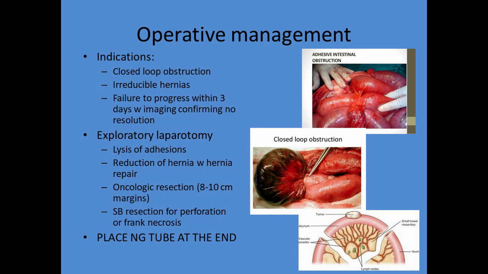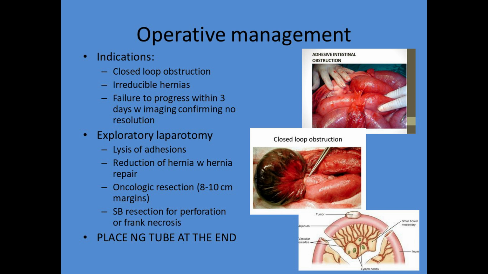Some patients require immediate operative exploration and should not be trialed on conservative management. Examples of this can include a closed-loop obstruction. There's a pretty good figure there in the middle of the slide of that, as well as irreducible hernias and failure to progress, as we already mentioned, with conservative management.